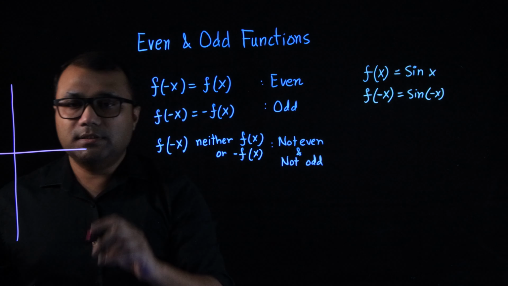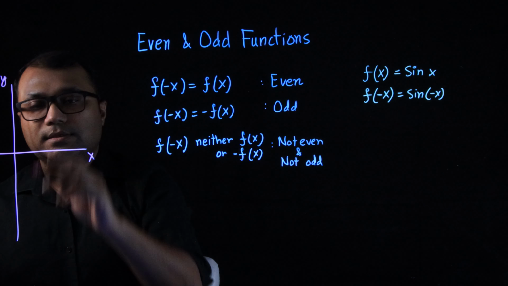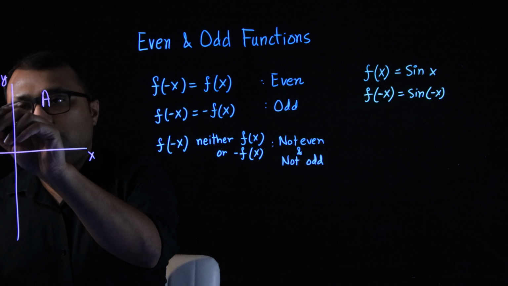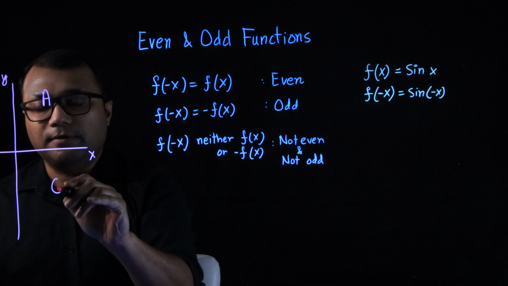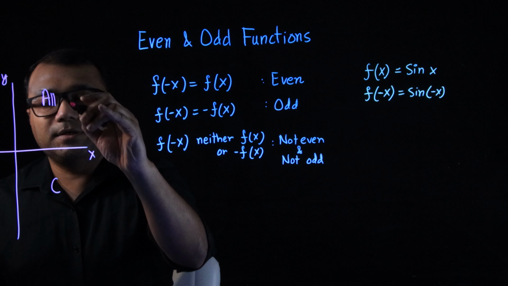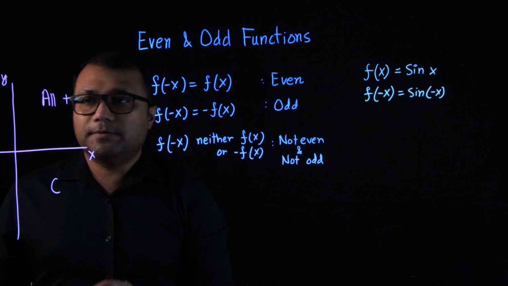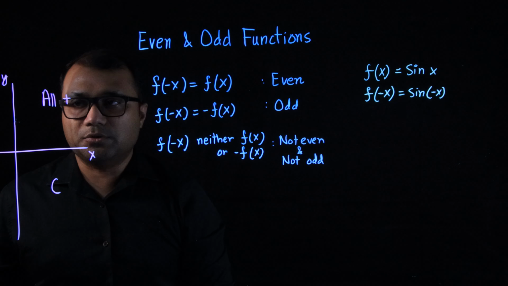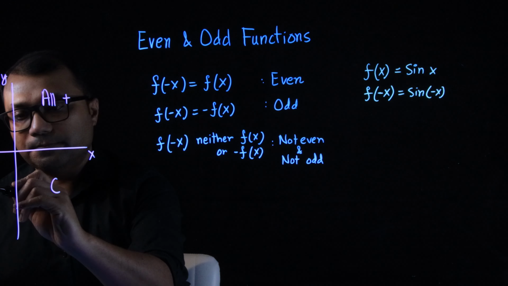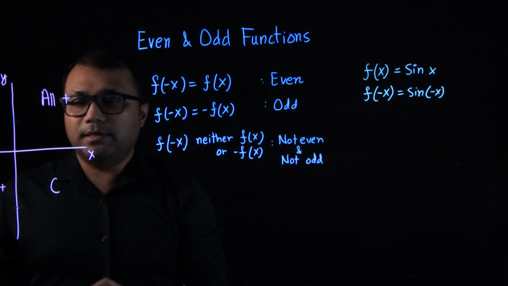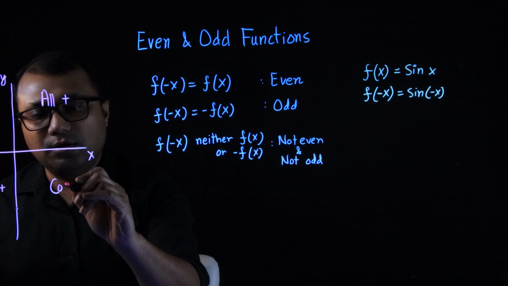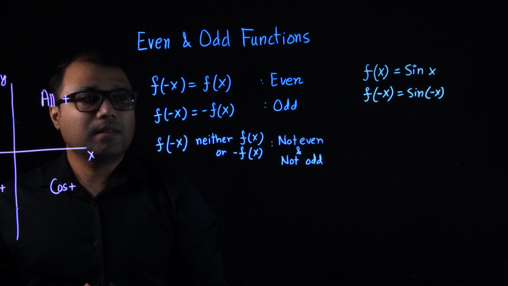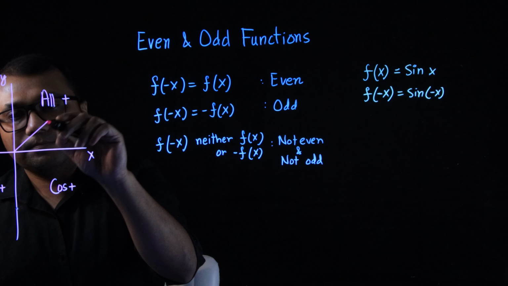If these are the four quadrants, x-axis, y-axis, add sugar to coffee. All trigonometric ratios are positive in this quadrant. Sine is positive in the second quadrant, and so is cosec. Tan is positive in the third quadrant, and so is cot, and cos is positive in the fourth quadrant, and so is sec.